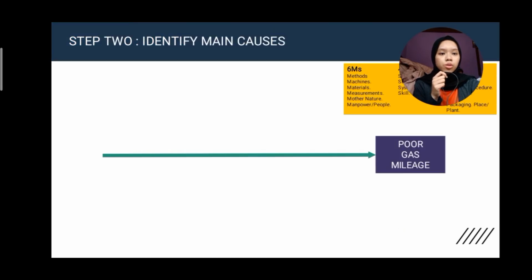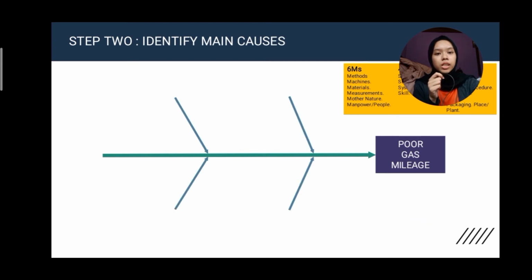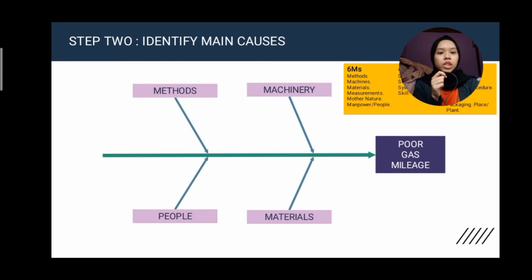The main causes are listed under a few categories. As Louis just explained, there are a few commonly used categories which are 3Ms and P, 4Ps, and environment. But in this example, we are going to use 3Ms and P, which is methods, machinery, materials, and people.